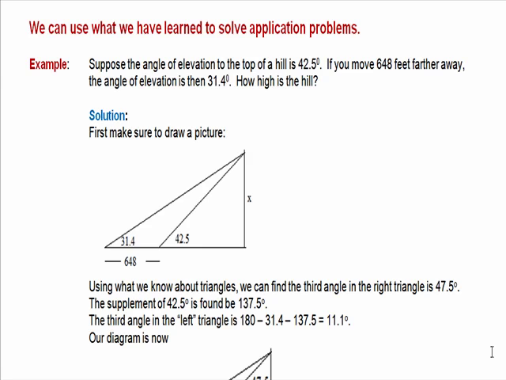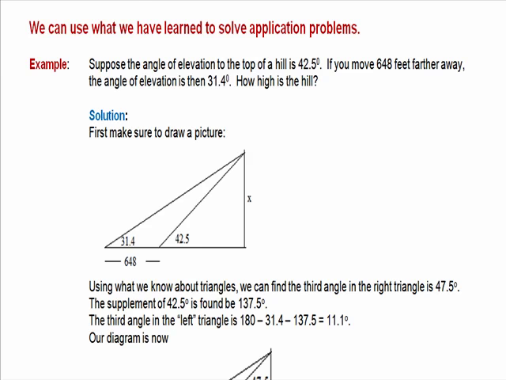Now we're going to take what we've learned and solve some word problems. So let's take a look at our first example. Suppose the angle of elevation to the top of a hill is 42.5 degrees. If I move 648 feet farther away, the angle of elevation drops to 31.4 degrees. And I'd like to know how tall the hill is.